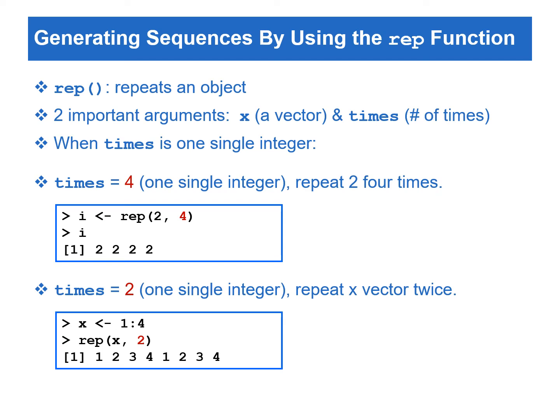Another useful function to generate a vector is the rep function, which is used to repeat an object. For example, the vector i is created by repeating 2, 4 times. The second example repeats vector x, which contains values 1 to 4, twice.